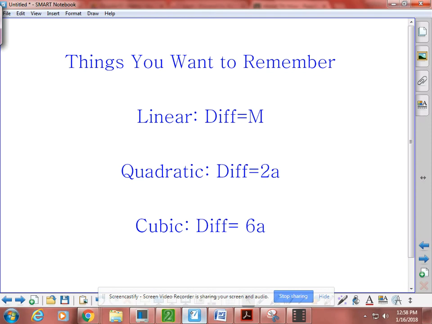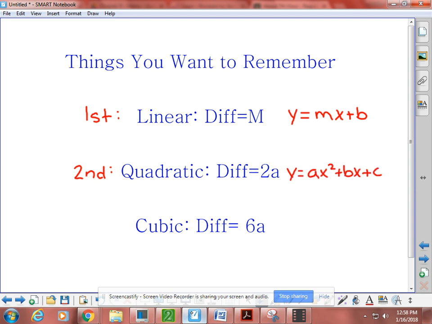Things that you're going to want to remember when you're working with successive differences are 3 different types. We have linear, where the difference is equal to m, and remember that this is when the first difference matches, and our equation for that is going to be y equals mx plus b. Then we go to our second one, which is quadratics, where the difference is going to be 2a, and this is our second difference being the same, and our equation for this is y equals ax squared plus bx plus c. And then the last one is cubic, which is our third difference being the same.